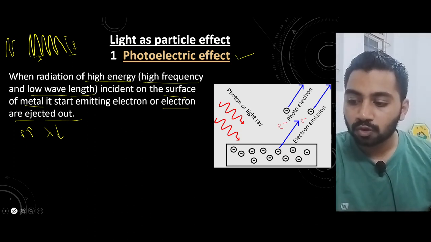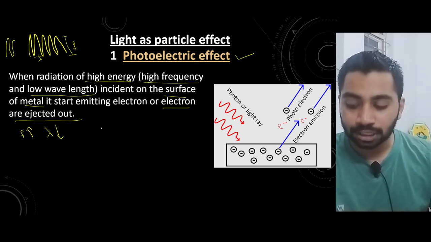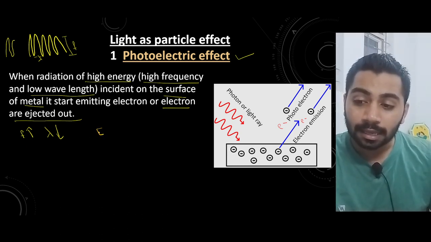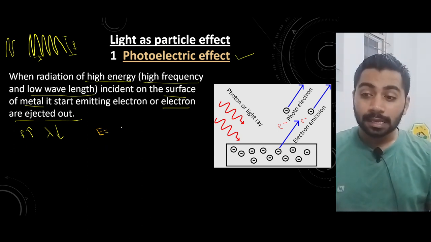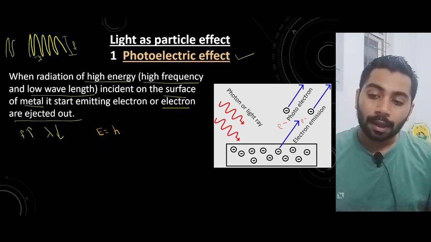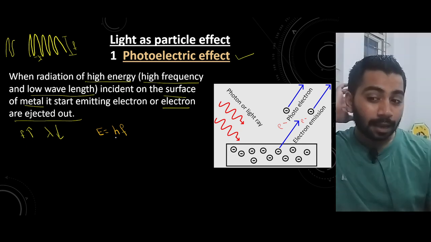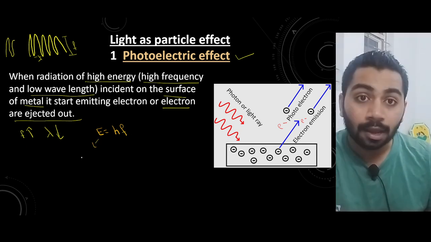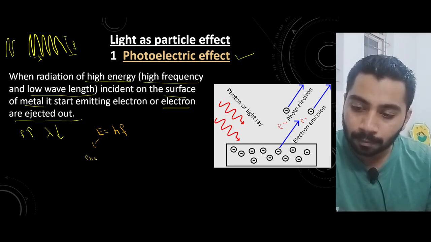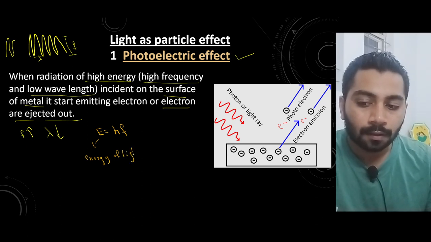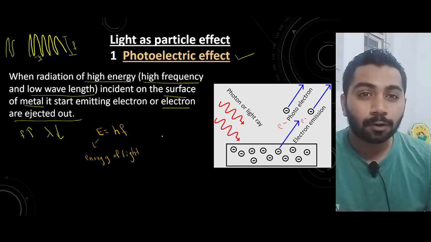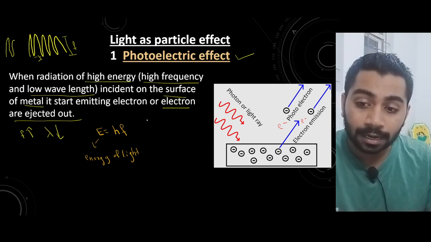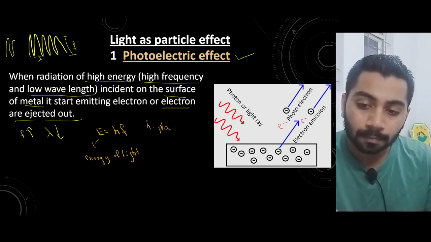Okay, now this energy is equal to h nu, the energy of the light wave. I will write it here for your knowledge. Energy of light, E is equal to hf. And here h is Planck's constant.